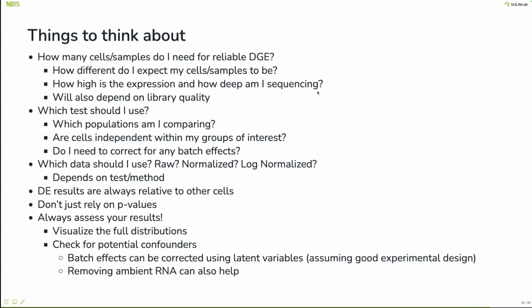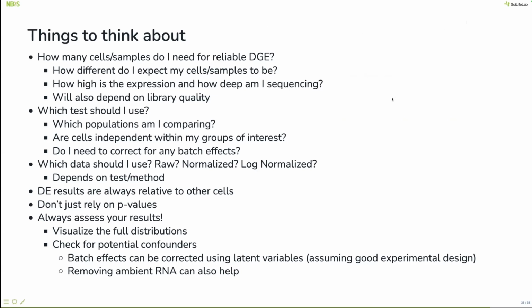And then I have a long list summarizing most of what I've said, but with a few extra things. So when you start your study, and also when you're clustering and then performing differential gene expression on a smaller group of cells, you need to consider how many cells and or samples you need to trust your differential gene expression. And this will depend on a lot of things. So, for example, how different do you expect your cells or samples to be? If you're looking for very large differences, you probably don't need a lot of cells.